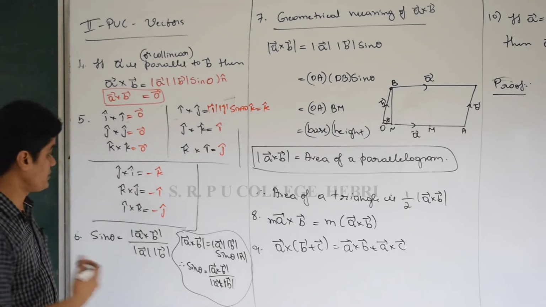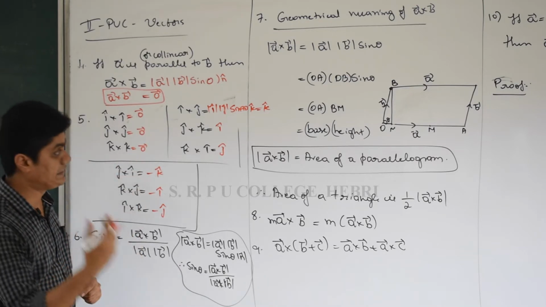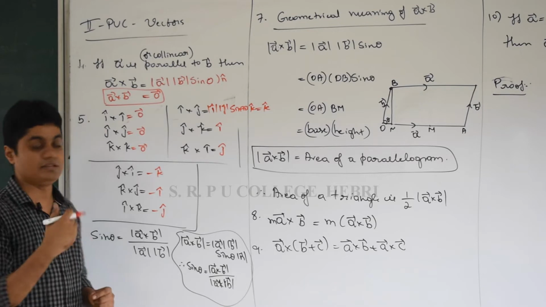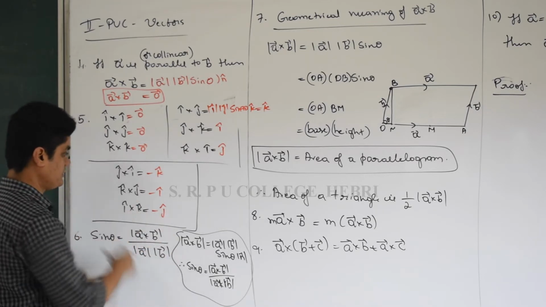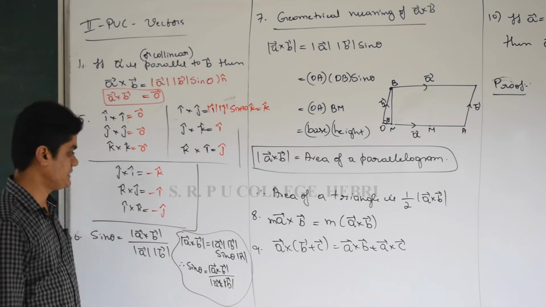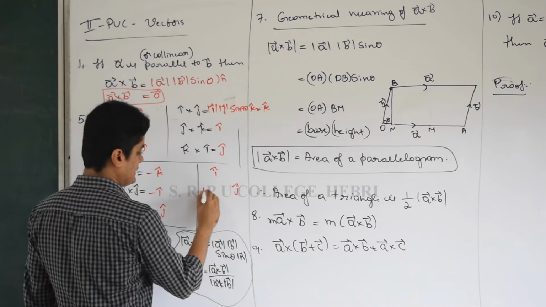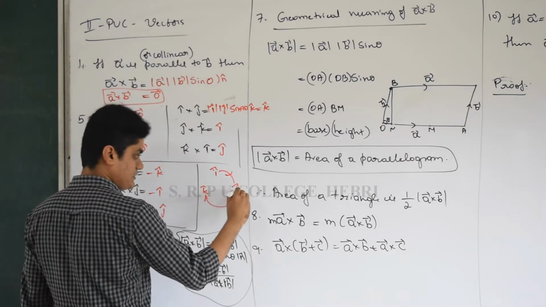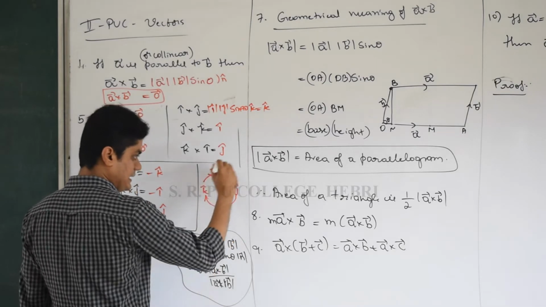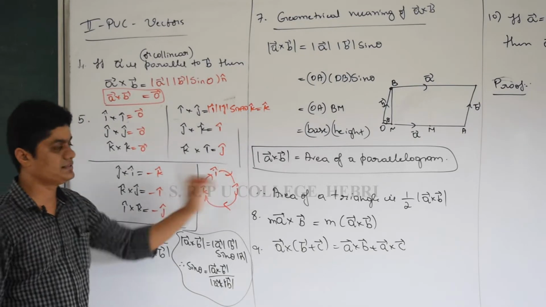I cross I, J cross J, K cross K will be 0 vector. I cross J will give the third one, K, J cross K will give I, K cross I will give J. When you take the reverse order, it will be minus K, minus I, minus J. So one easy method to remember this: I cross J gives K, J cross K gives I, K cross I gives J, in cyclic order. You can write this easily.